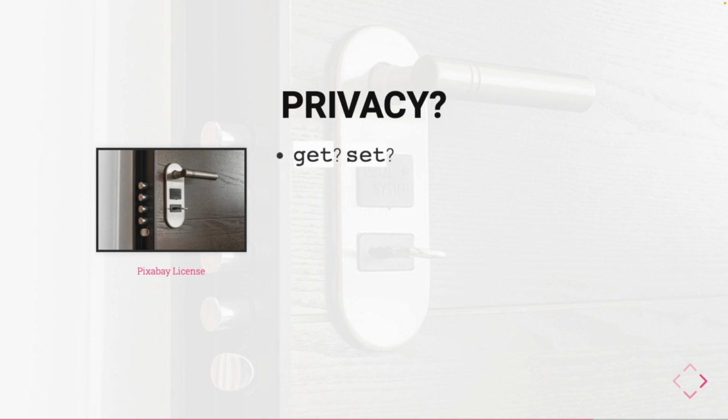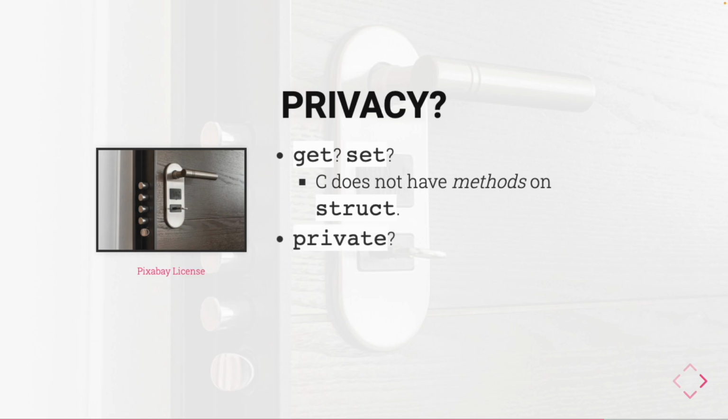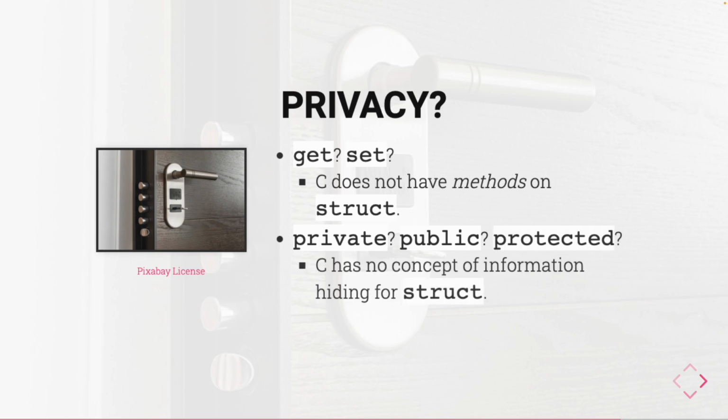Get, set? Do you have like public and private and stuff? No. C doesn't have methods on struct, and no access modifiers either. Nuh-uh. Everything is basically public. There's no hiding of information. We'll have to implement that ourselves.